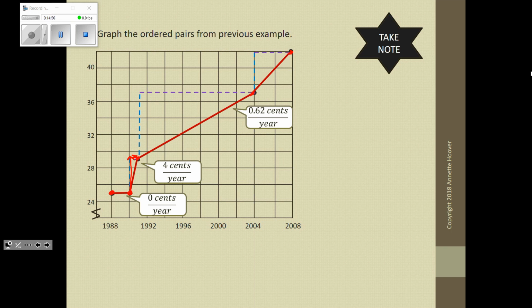And you can even tell by looking at the graph where the greatest increase was because it has the steepest line. And if you were going to look for where the least amount of increase happened, you would look for the flattest line, which of course is our zero slope right here.